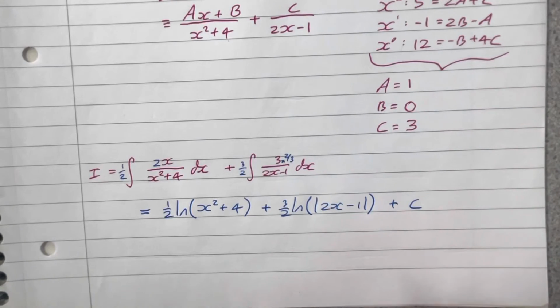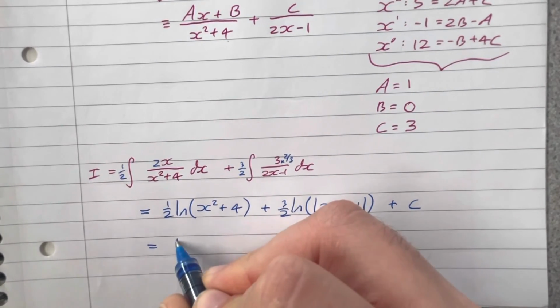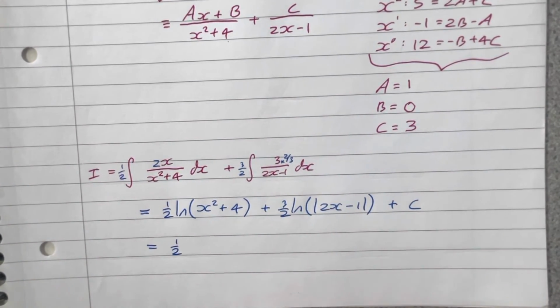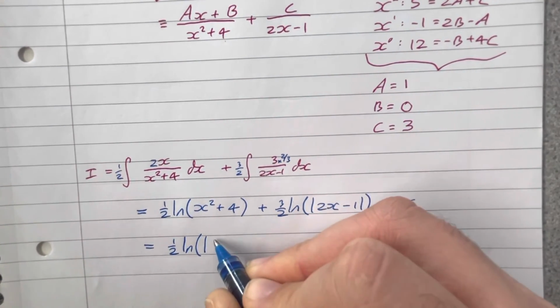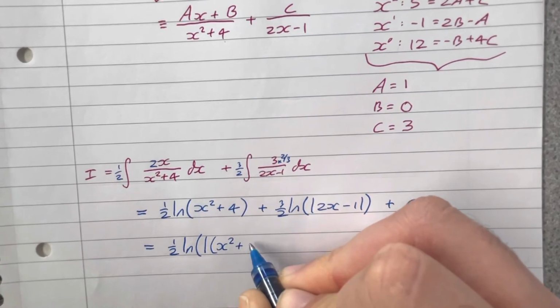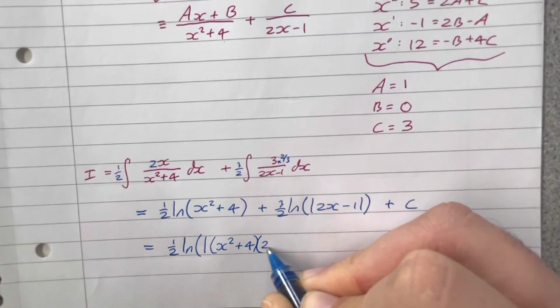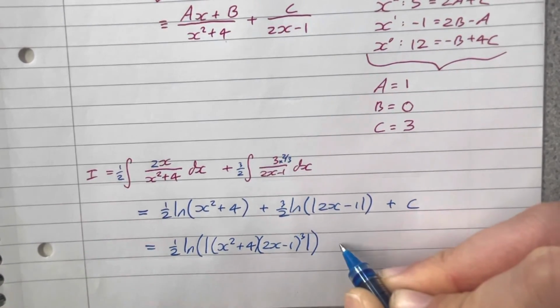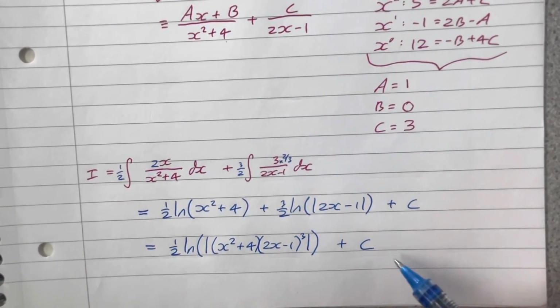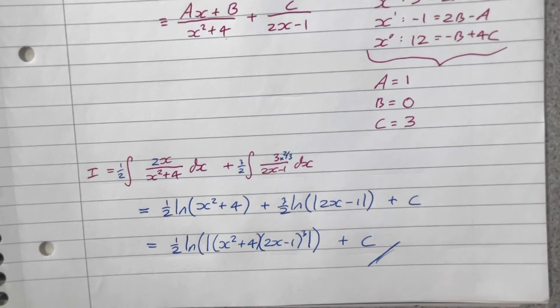And then we can combine the logs in this case as well. I'm going to pull 1/2 out times the natural log of the mod of x squared plus 4 times 2x minus 1 cubed plus c. Okay, and that is the answer.